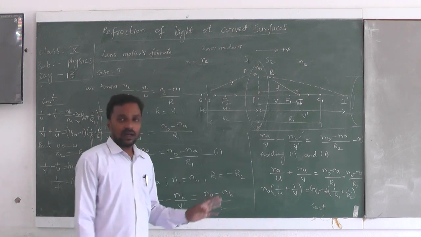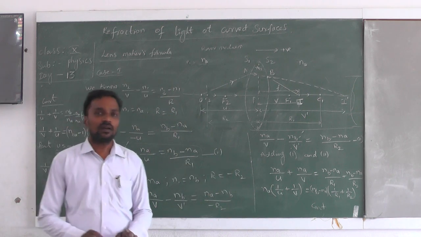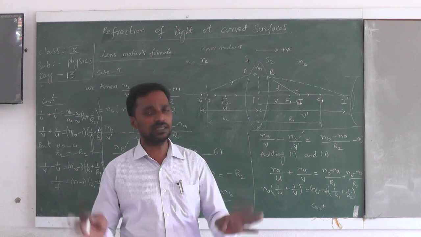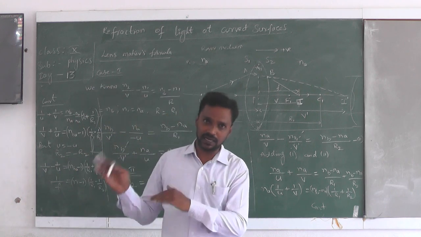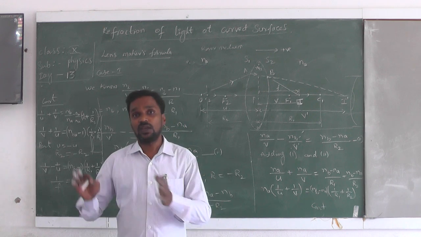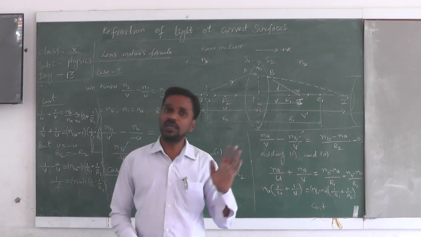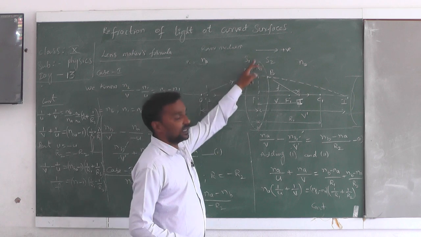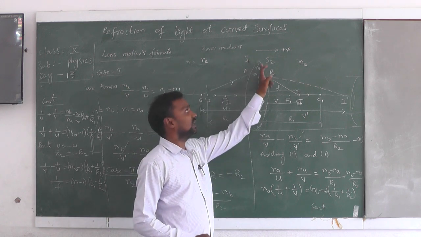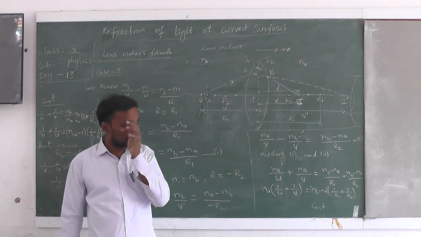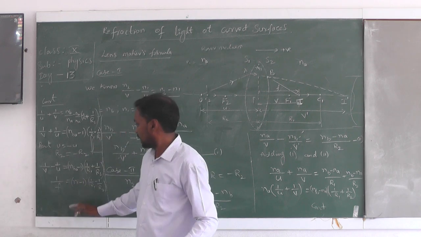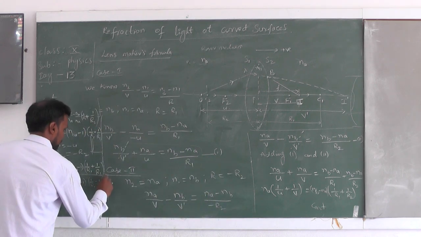Here R1 and R2 will not cancel in any situation. If R1 is negative, R2 will be positive. If R1 is positive, R2 will be negative. Why? Because one is a convex surface and one is a concave surface. That is why this will not get cancelled. This is the lens maker's formula.